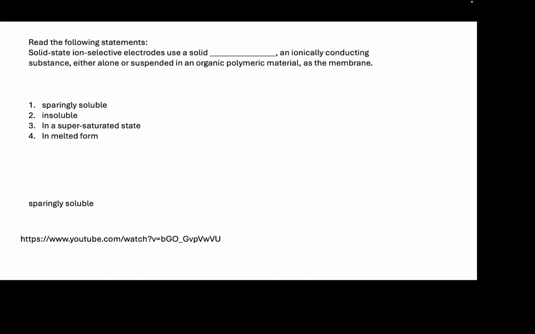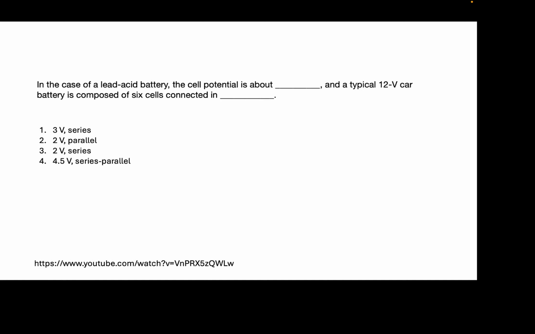The next question for today is: in the case of a lead acid battery, the cell potential is about blank, and a typical 12-volt car battery is composed of 6 cells connected in blank. It's a generic question and also a basic knowledge question. If you know the differences between serial and parallel connections, you can try attempting this question. I'll give you 1 minute for this particular question, and then we'll see exactly how a car battery works. Okay, your time starts now.